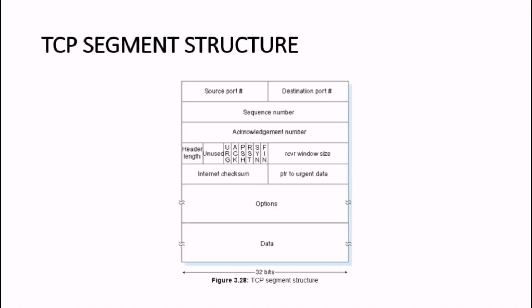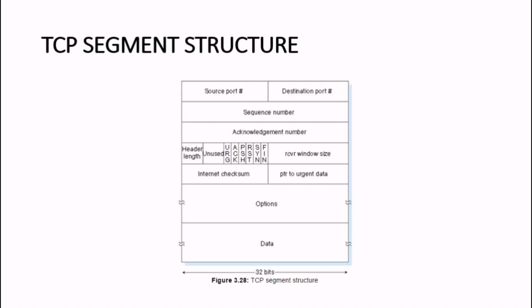So this is the TCP segment structure. The first layer has a source port and destination port. These two are required in transport layer protocols, either UDP or TCP, and then it has a sequence number. If the data is longer than 32 bytes, it needs to be separated into segments. That's why it needs a sequence number, to know which data comes first and which data is last.